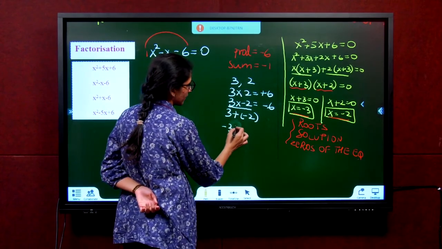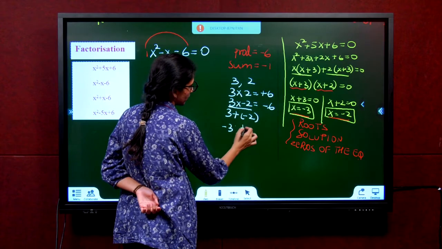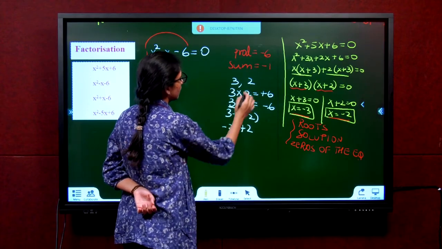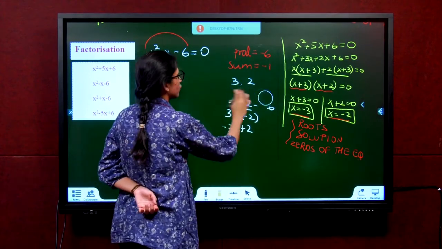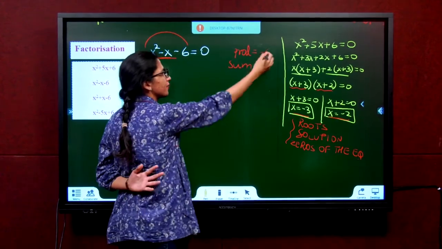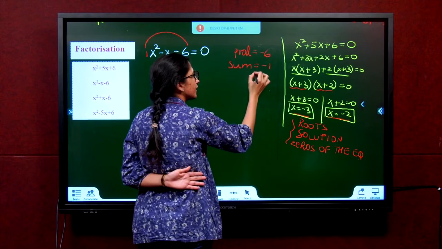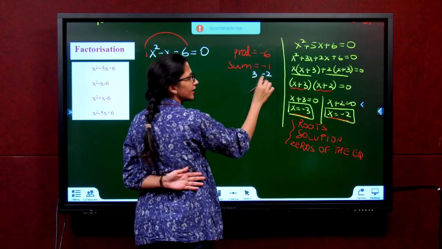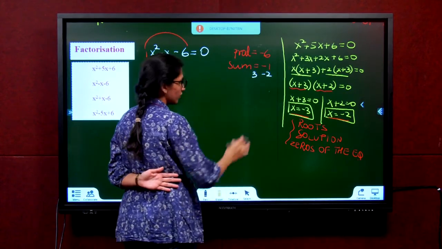Minus 3 plus 2. Is it possible? Please don't get confused. We are trying different combinations. So we are taking different numbers to see. What if I take 3 and minus 2? I get plus 1, not satisfied. So this is a fail.